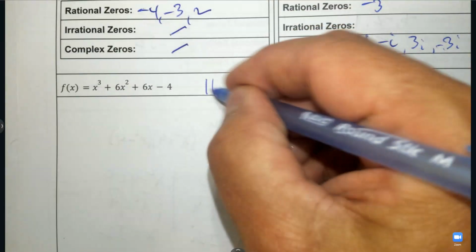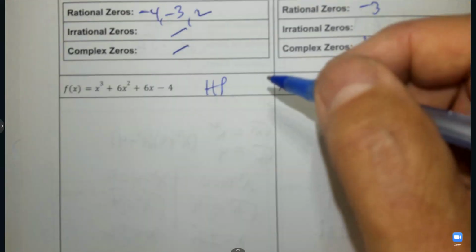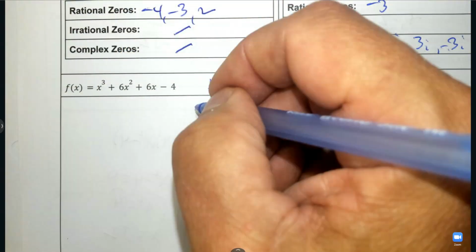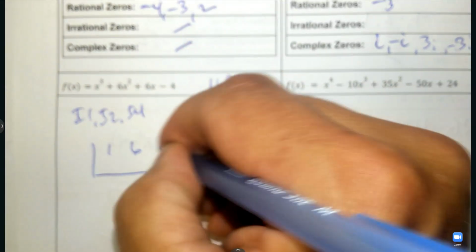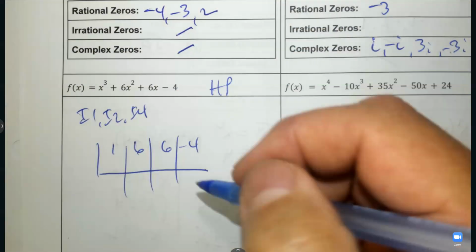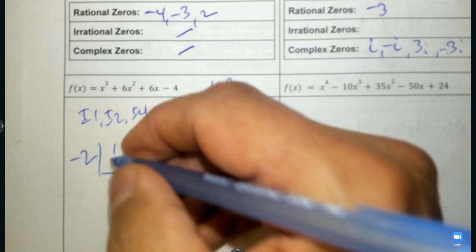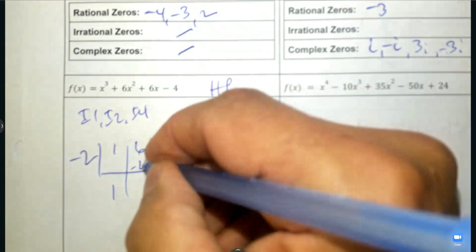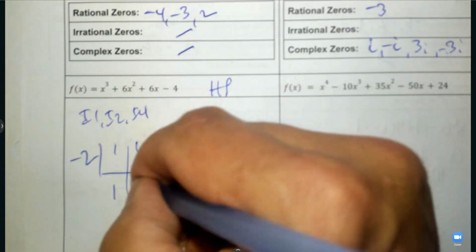All right, next one is an HP one. So if you're not an HP, skip it. All right. We need this. These are not in ratio to each other, but it's an easy list: 1, 2, and 4. And then I'm going to make sure there's no missing powers. And then I have to try. So again, I know -2 works. 1 doesn't work. -1 doesn't work. 2 doesn't work. So -2 works.